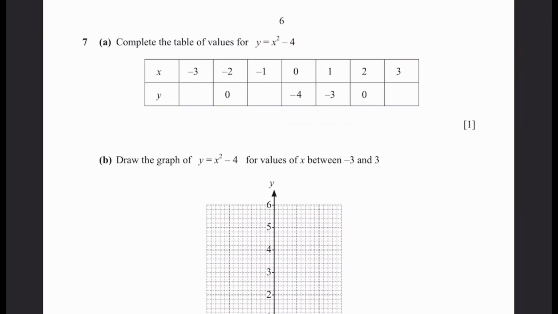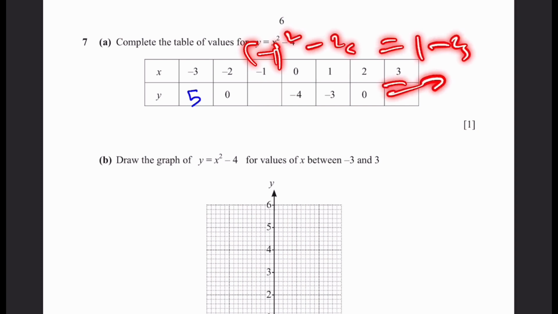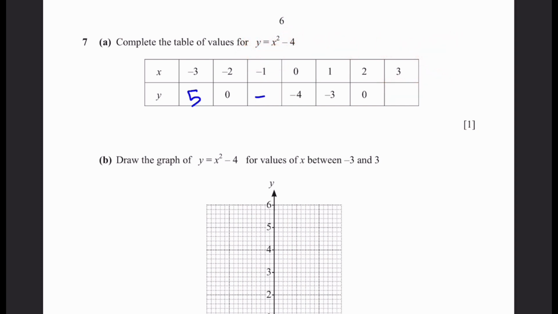Question 7. A. Complete the table of values for y equals x squared minus 4. When x is minus 3, y will be minus 3 whole squared minus 4. That's 9 minus 4, 5. When x is minus 1, it will be minus 1 squared minus 4. 1 minus 4, which is minus 3. When x is equal to 3, y will be 3 squared minus 4, 9 minus 4, which is just 5.